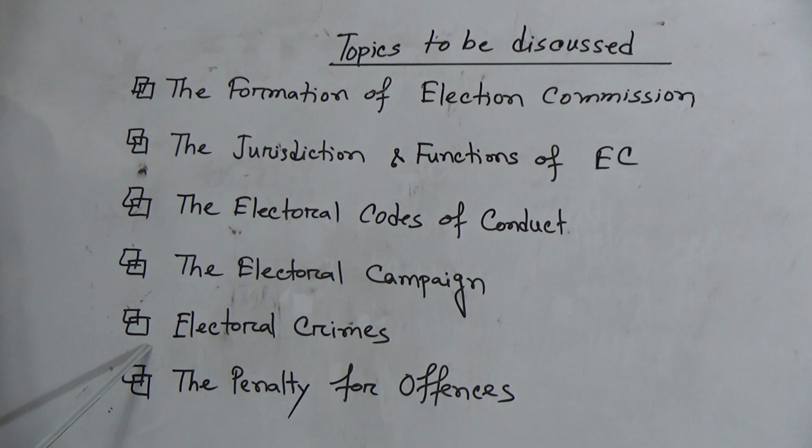Now we'll know electoral crimes. That means which activities are considered as the crime during election. In accordance with the Representation of the People Order 1972, electoral offences and their penalties have been defined. Now we'll discuss the offences or crimes. Number 1, to violate the rules relating to election expenses. Number 2, to receive any bribe. Any kind of bribe receiving is considered as electoral crimes.